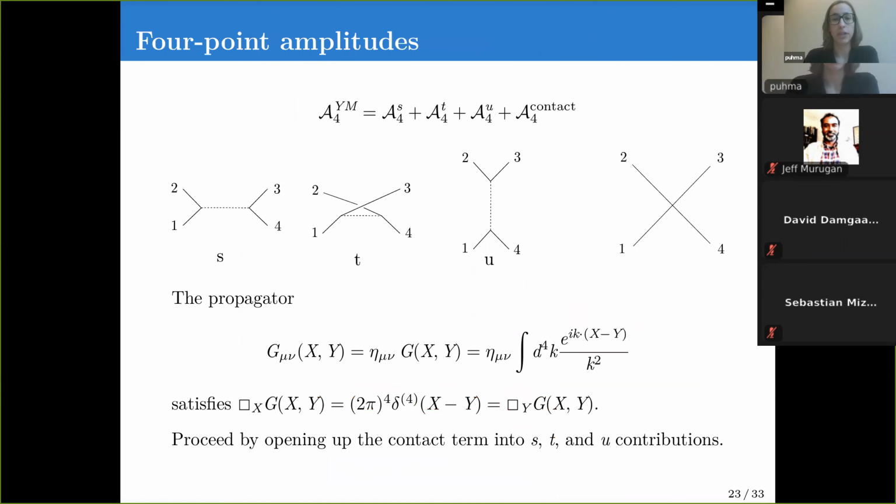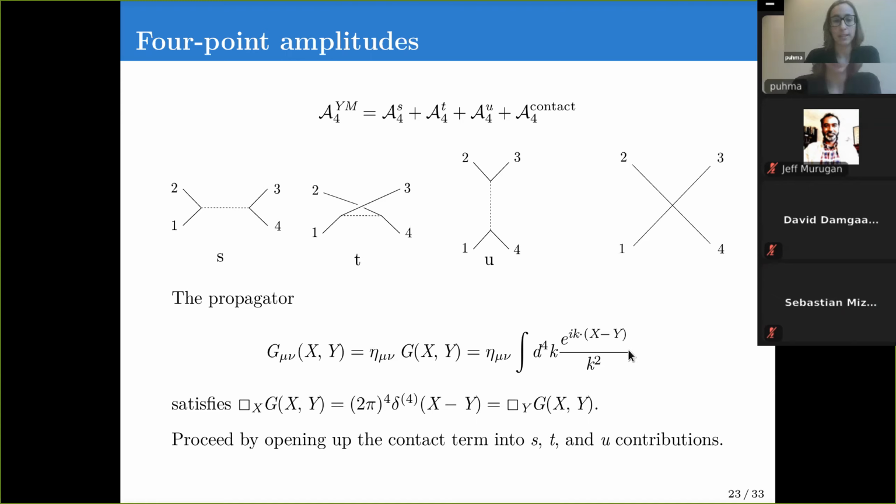For the 4-point Yang-Mills amplitude, we have essentially contributions from the 3 channels, S, T, and U, which depend on points X and Y, and are related by a propagator. We take this propagator to have the usual form, where the indices mu nu are implemented by the metric eta mu nu, and then some function which takes the usual form for a propagator with momentum k.